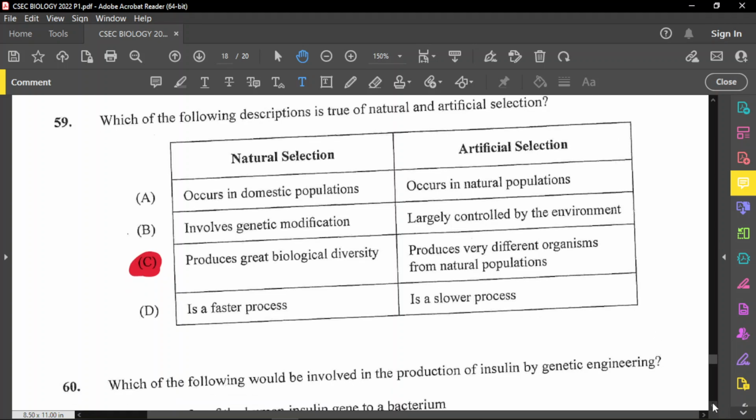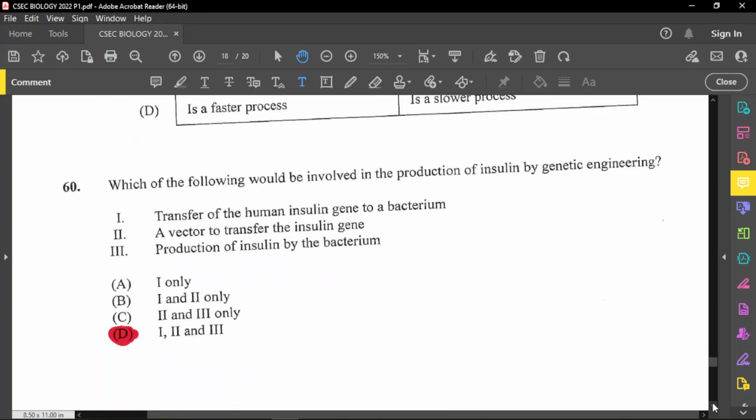All right. So the final question is: which of the following would be involved in the production of insulin by genetic engineering? And so the first one is a transfer of the human insulin gene to a bacterium. All right. And so the question actually, if you notice, says involved in the production of insulin by genetic engineering. And so, yes, you have to transfer the human gene into the bacterium, definitely. A vector to transfer the insulin gene, absolutely need that. And the production of the insulin by the bacterium. So all of them are involved in the production of insulin. All right, so this is our final question.